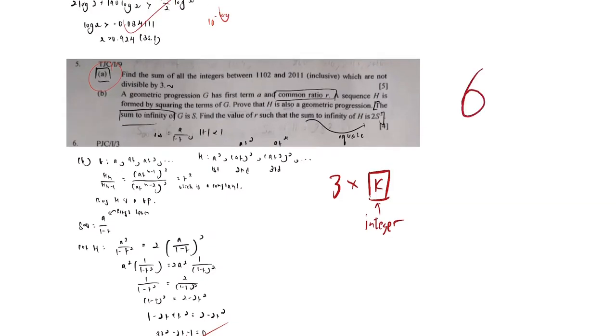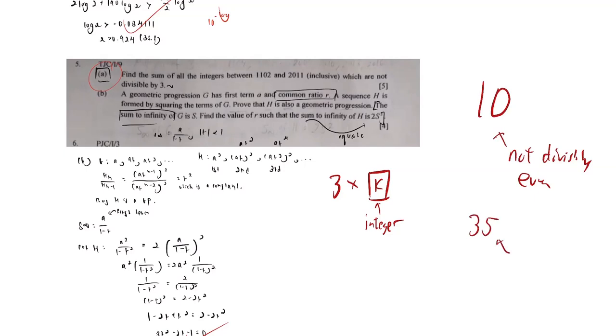6. Okay, wait. 2 times, let's say 10. Is it divisible by 3? No. It's not divisible by 3, but it's still even. Not divisible and even. How about odd numbers, let me think. 35? It's also not divisible by 3, but it's odd. So both cases are possible.